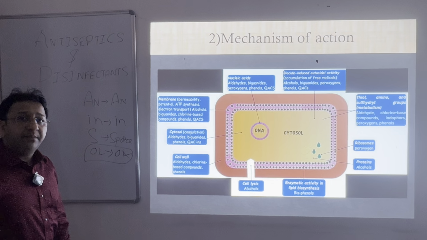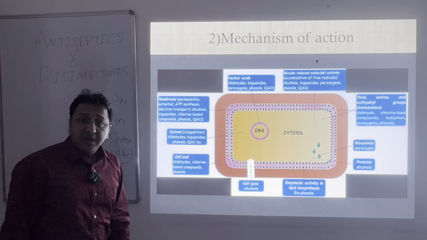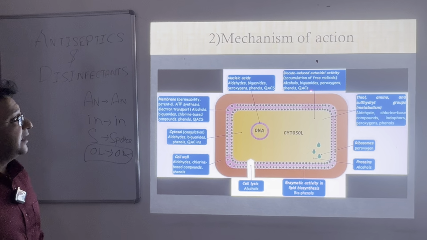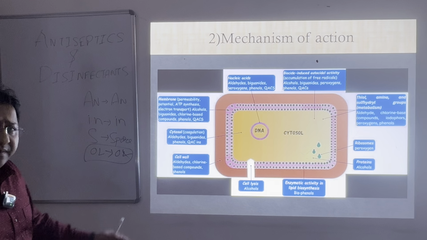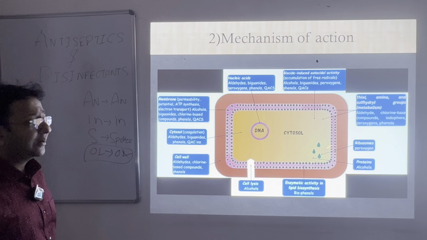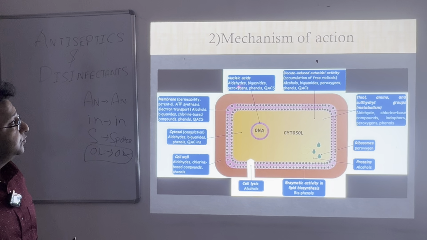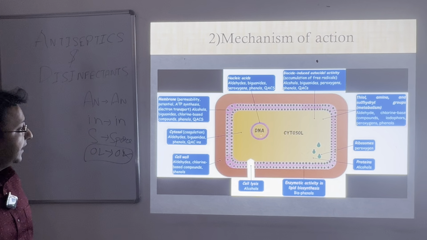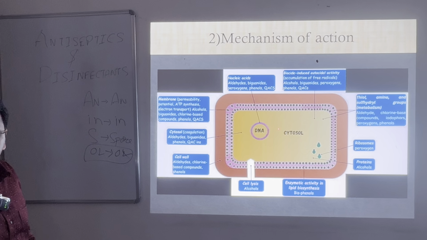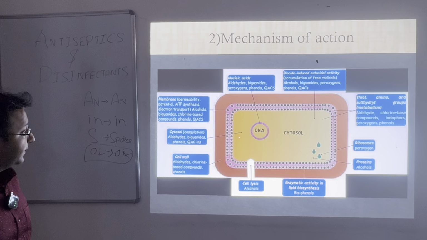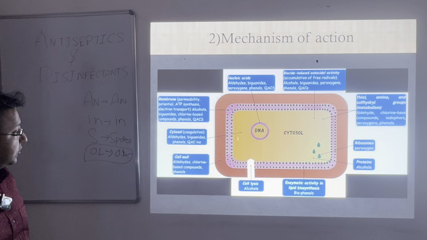One more classification I have is according to the mechanism of action. But aldehyde or alcohol or any other antiseptic or disinfectant can act by multiple mechanisms. Like DNA, you see the aldehyde is acting on the DNA also. It is disrupting the DNA also. Aldehyde is disrupting the cytosolic also.